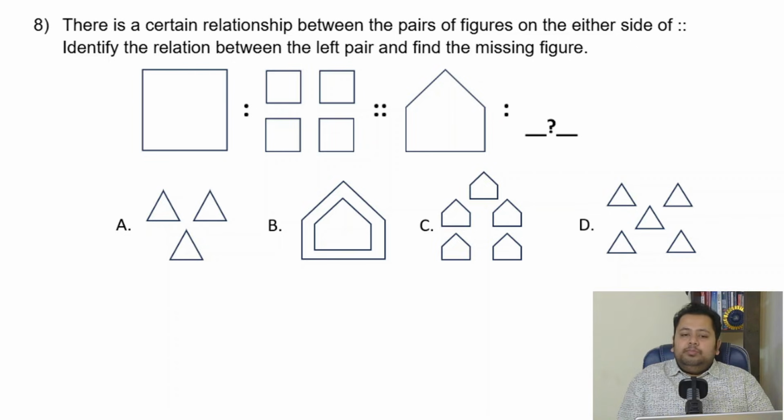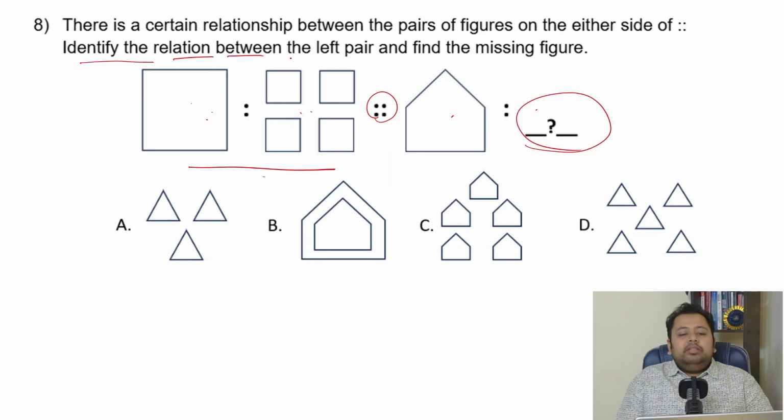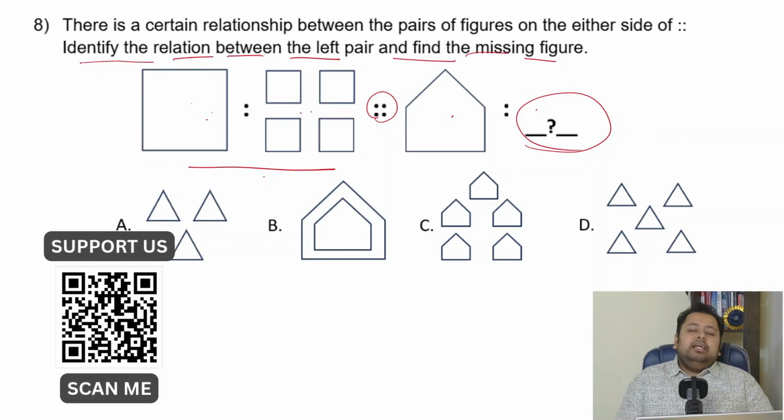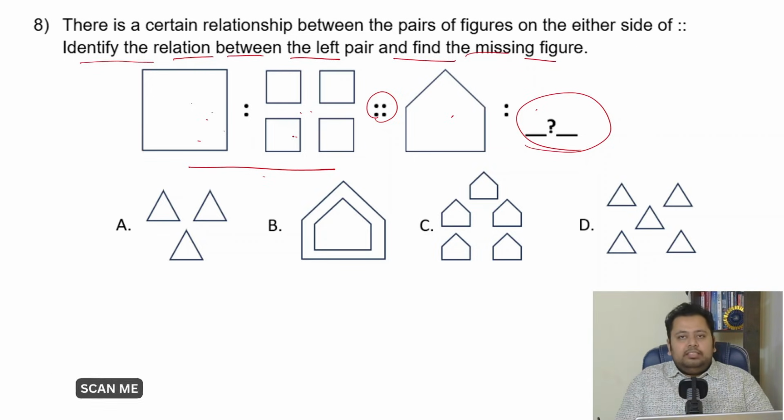There is a certain relationship between the pairs of figures on either side of the double colon, right? So this is a double colon. On either side, there are two images, and there is some kind of relationship between these two images. Similarly, these two images should have a similar relationship. Identify the relation between the left pair and find the missing figure. So we have to identify the relationship over here, and then find out the missing figure here. Pause the video, solve it first, and then look at the solution.